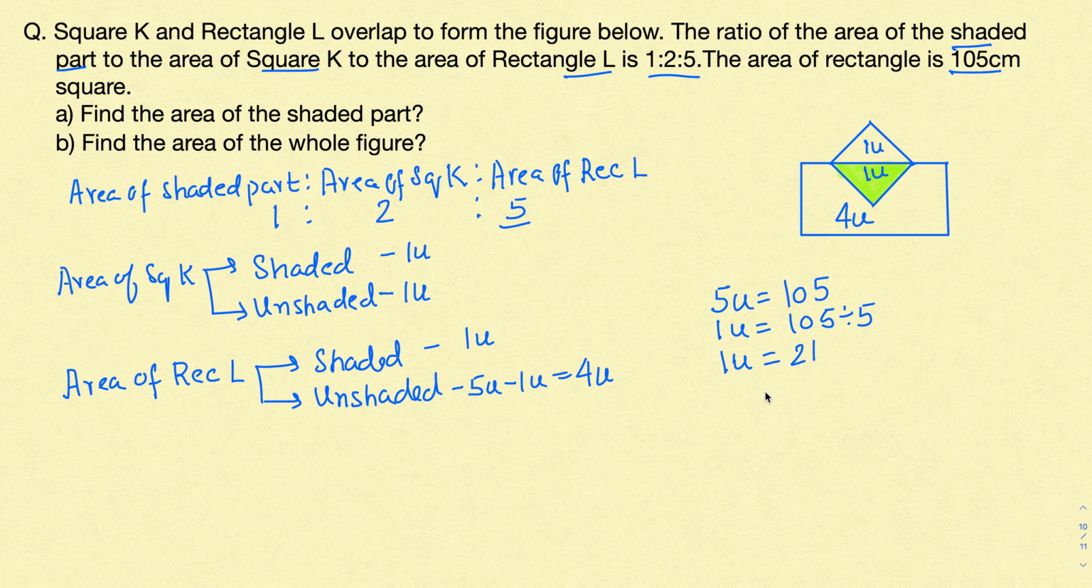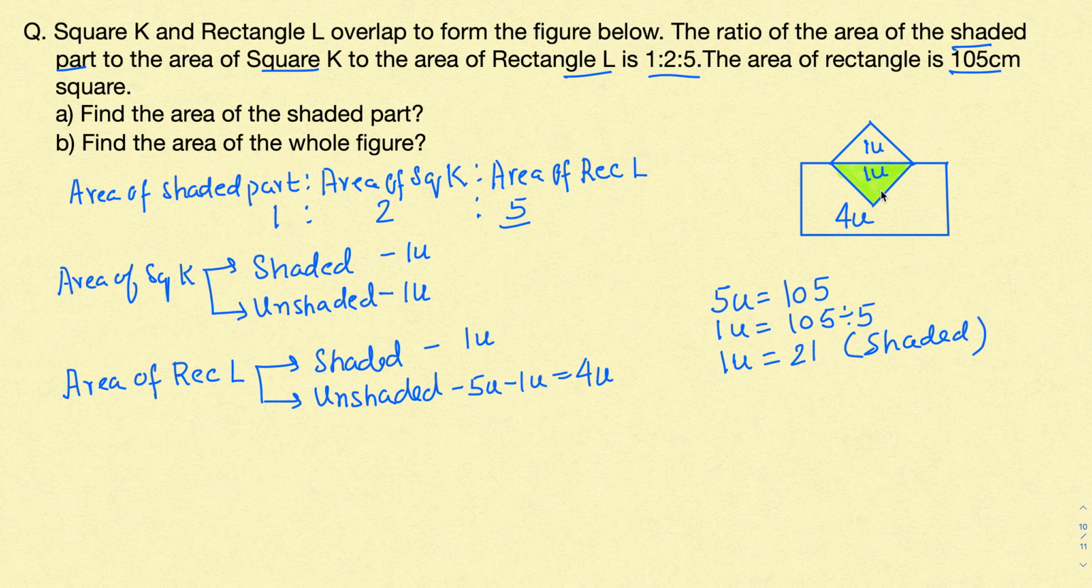So the area, which is 1 unit, is what? 1 unit is the area of the shaded part. So from here we can say this is 21. So the shaded part of the figure is 21 cm square. Okay, so this is our shaded area. And then part B is to find the area of the whole figure.